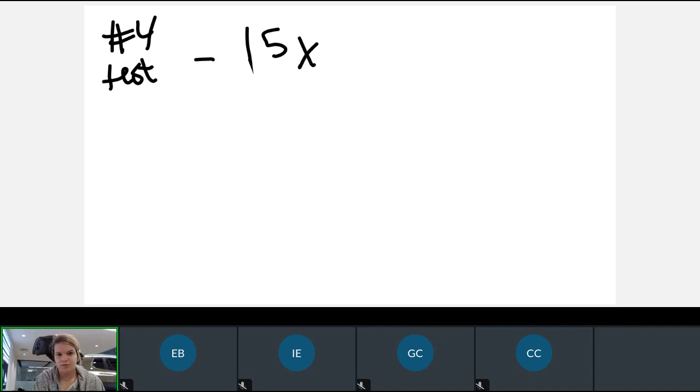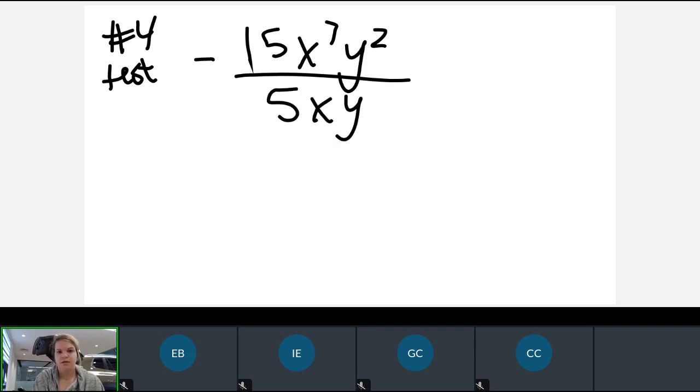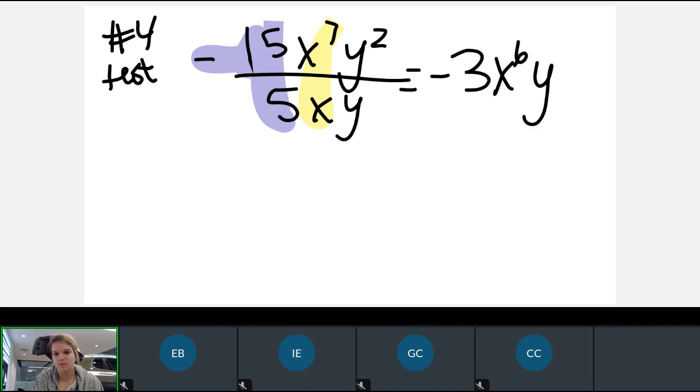Let me do this example problem real quick. If you had negative 15 x to the 7th y squared divided by 5xy, you're going to proceed as usual: divide negative 15 divided by 5, which would give you negative 3. And then you would do x to the 7th divided by x. So that would be 7 minus 1. So that would give you x to the 6th and then y.